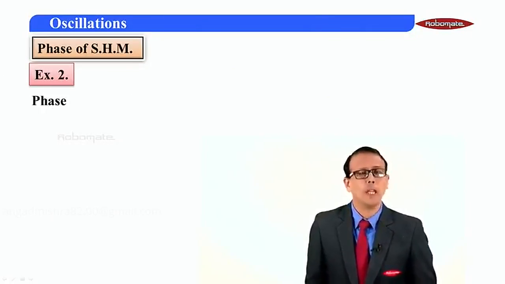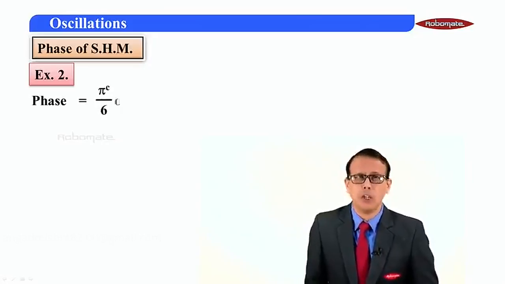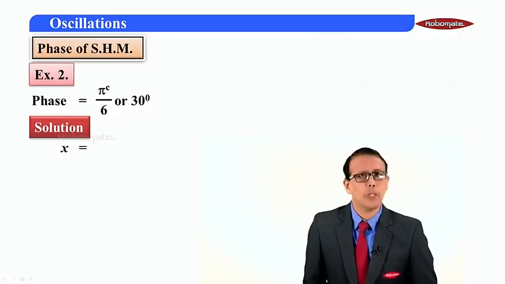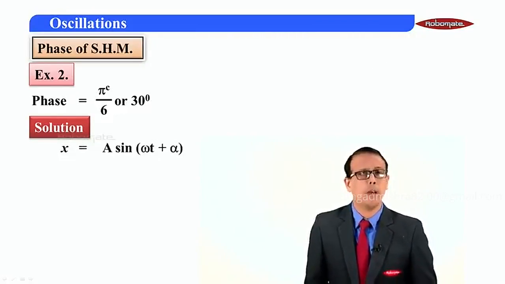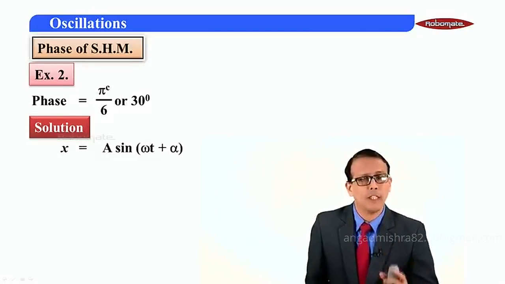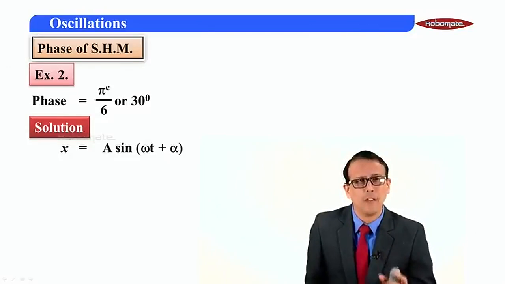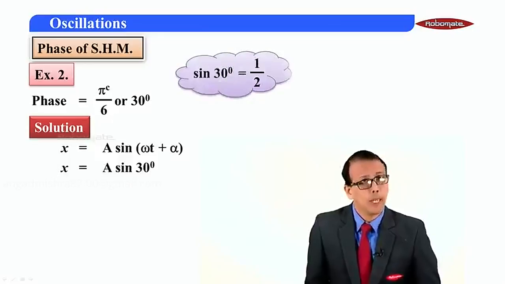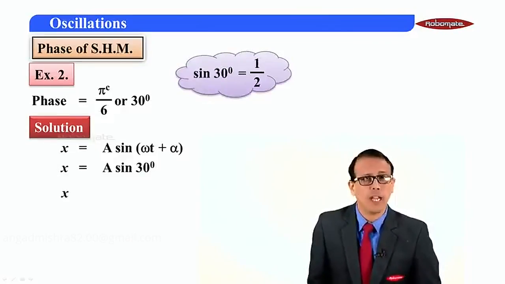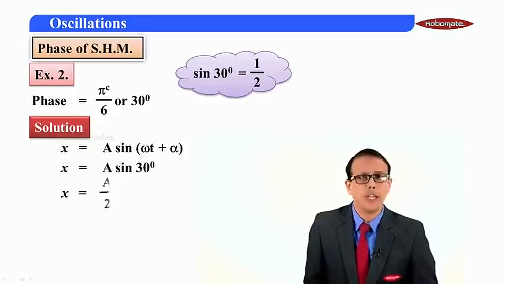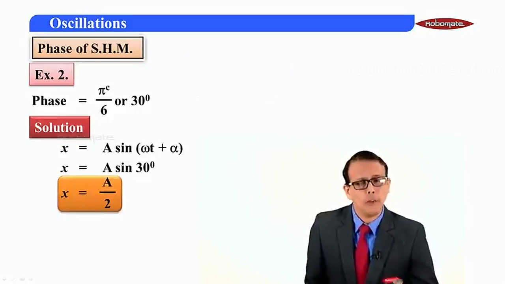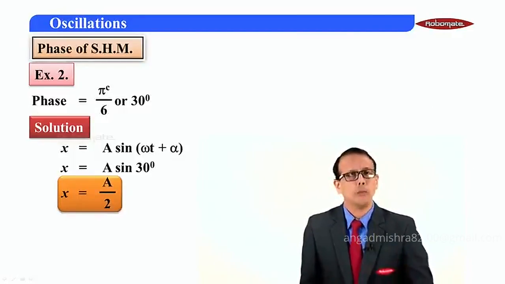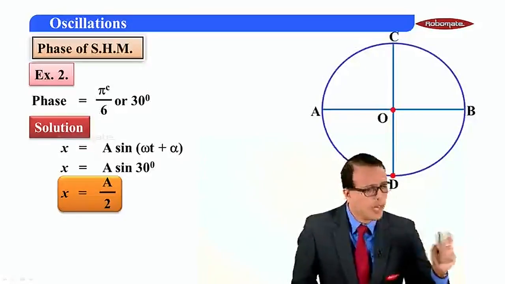So let's consider one of the examples when the phase is pi by 6 radian or 30 degrees. We know that the equation of displacement is x is equal to a sin (omega t plus alpha). Now for this numerical we have taken the phase as 30 degrees, that is omega t plus alpha is 30. Therefore x now becomes a sin 30 degrees. From trigonometry we know sin 30 is half, therefore x becomes a into half, that is a by 2. So we got the information that when the phase of the particle is 30 degrees, the displacement is a by 2.